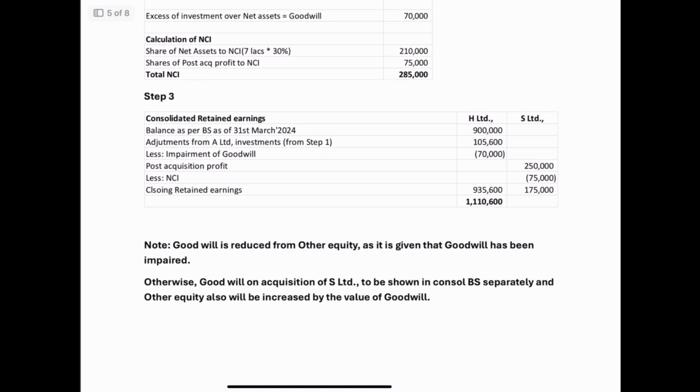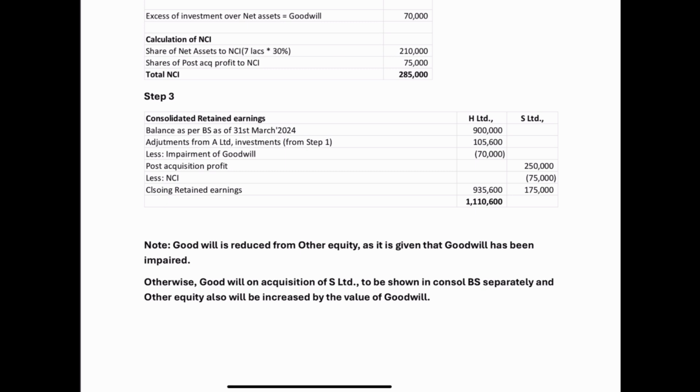Done. Okay, so then we will go to the next step where we will see what should be the closing consolidated retained earnings in the consolidated balance sheet. So here we have to take only H Limited and S Limited. A Limited is not required because A Limited we are not going to do the line by line consolidation. Okay, so the closing balance as per the respective company, H Limited is 9 lakh rupees and S Limited is 250,000. So first let's go through H Limited.